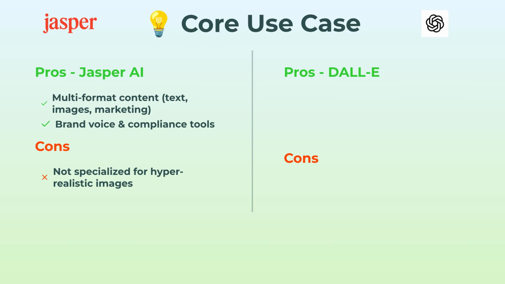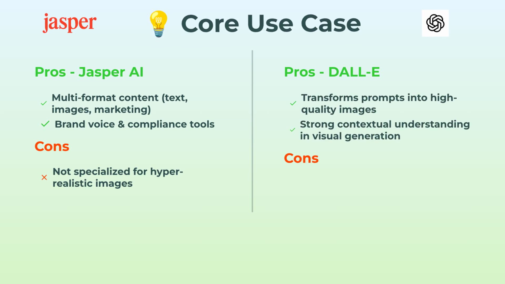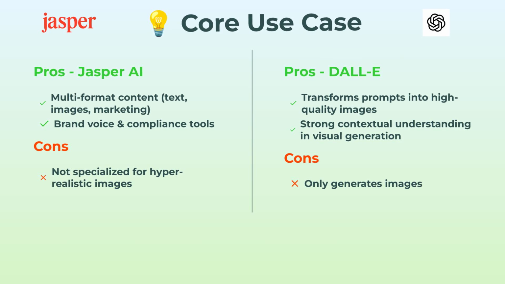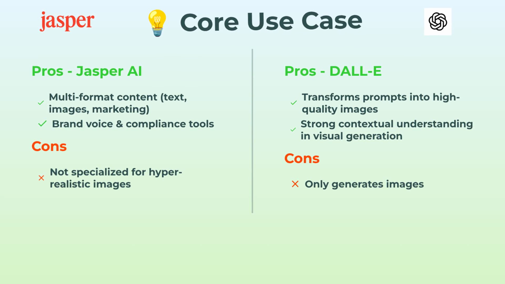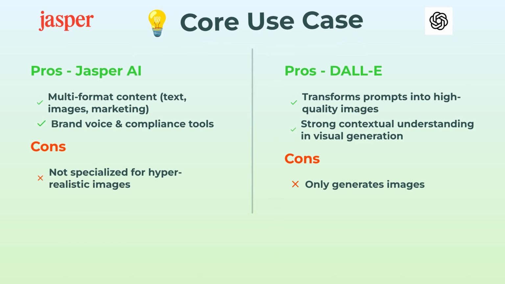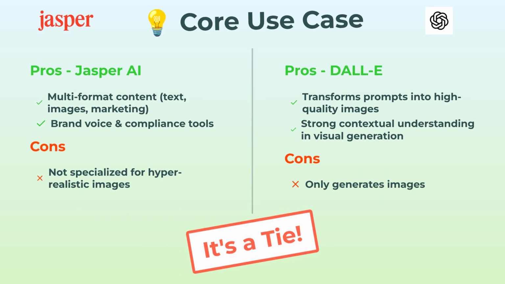Now, DALL-E. This is your absolute go-to for images. Period. If you can describe it, DALL-E can make it, and it's scarily good at turning prompts into high-quality visuals. But, yeah, it's only for images. So if you need anything else, not gonna happen. Honestly, both kill it at what they do, so this round is a tie.